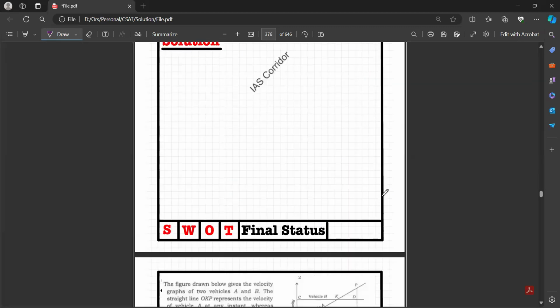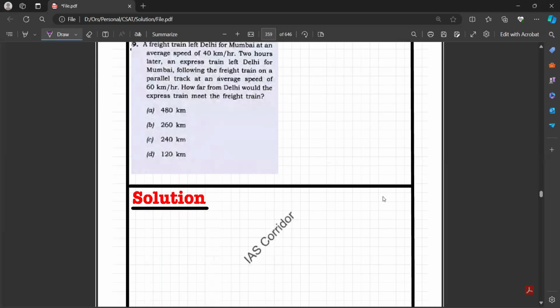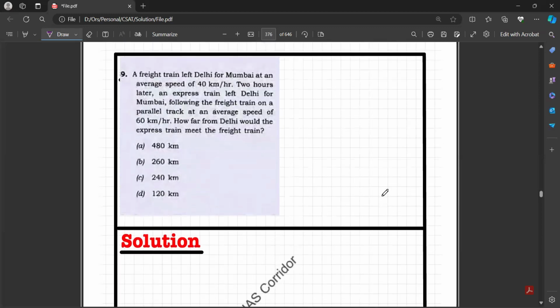Now let us proceed to the next problem. Very good question. We'll again use the S equals to VT method. I will use the same method everywhere. A freight train left Delhi for Mumbai at an average speed of 40 km per hour. This is the freight train which moves from Delhi to Mumbai at an average speed of 40 km per hour.